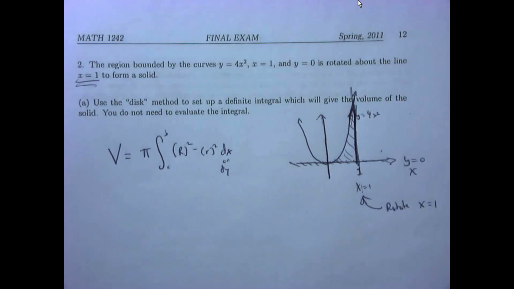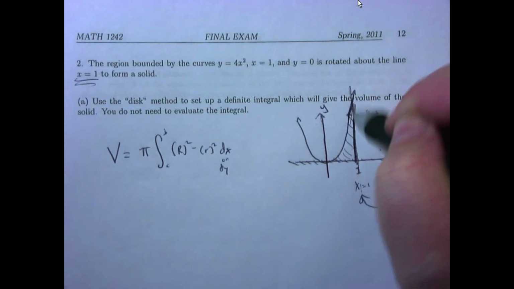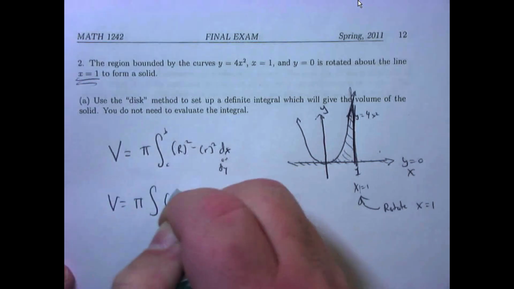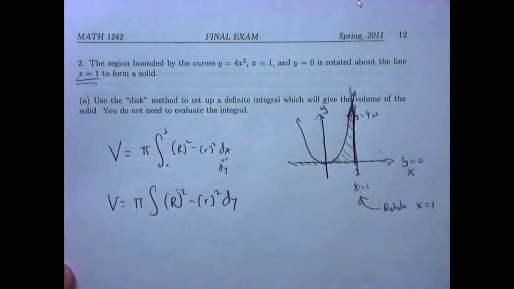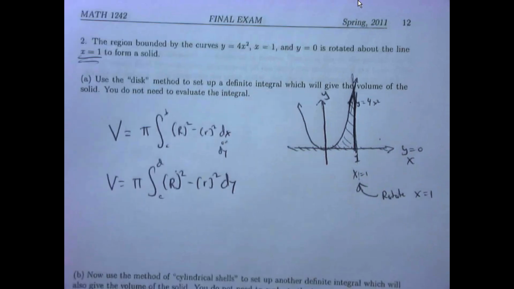The line x equals 1, which happens to be parallel to which axis? Y-axis. Since it's parallel to the y-axis, I want this to be in terms of y. I want it to be dy, because I'm going around something parallel to the y-axis. This will be from C to D there.